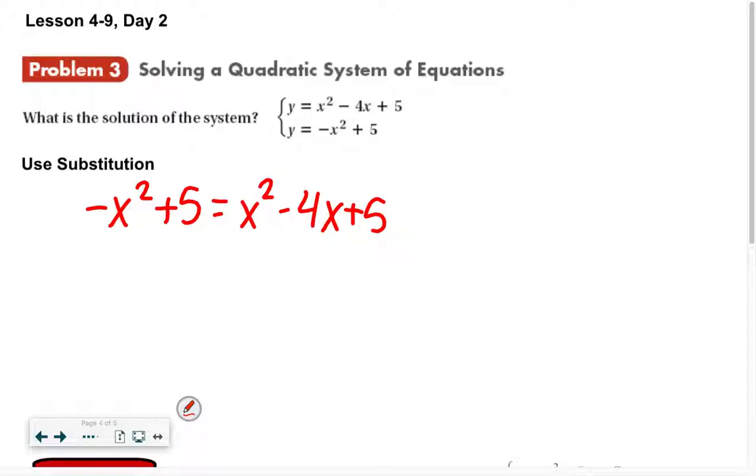To the right, yeah, to the right, because this x squared is positive. So to move my negative x squared over, I add. So how much x squared do I have on my right? 2x squared. Got a 0 on my left. Don't have any x's over here, so my negative 4x stays. What happens with 5? They cancel out.